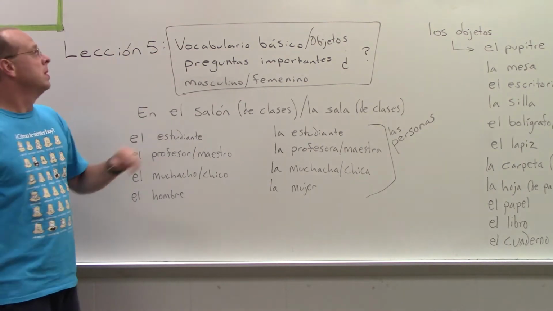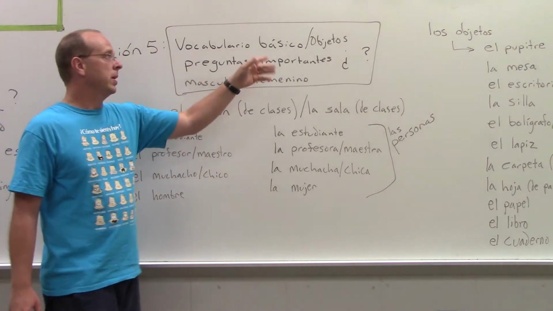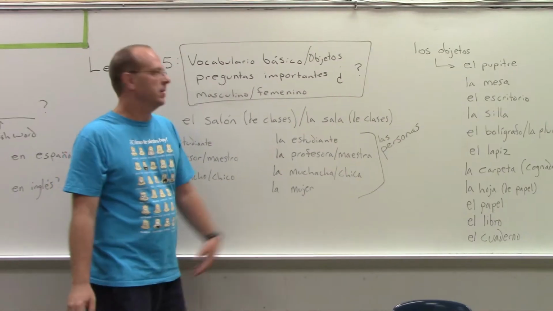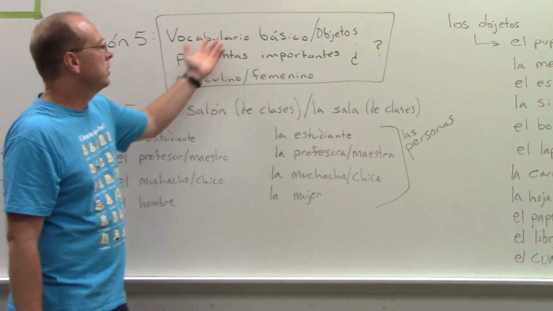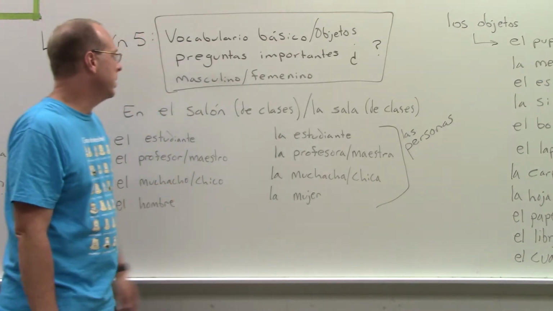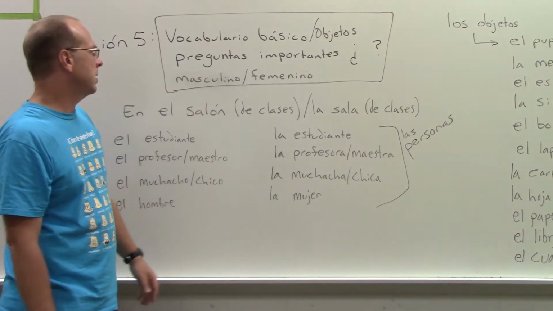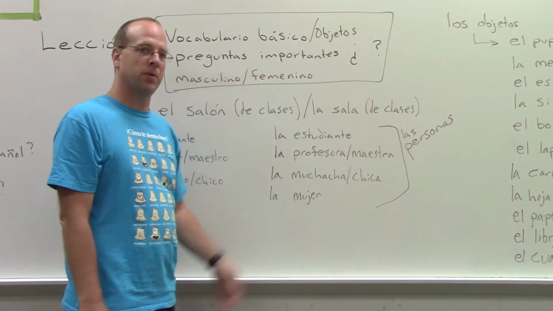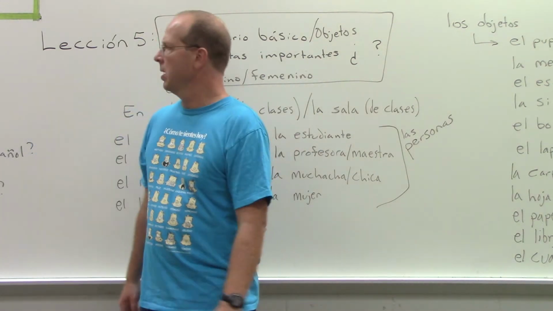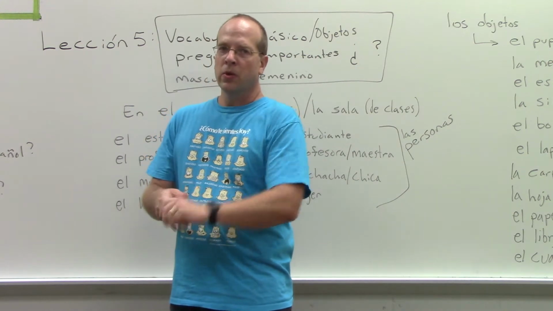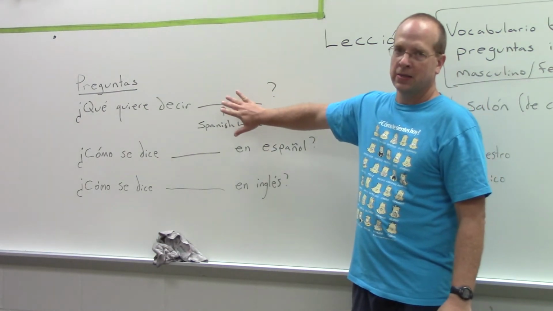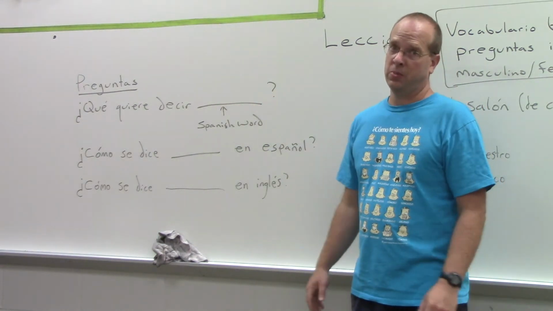Lección 5. Vocabulario básico, objetos. Look at how objetos is spelled. It's a cognate. Everybody wants to put a C in there. There's never one there. But anyway, vocabulario básico y objetos, preguntas importantes, masculino, femenino. I just read it to you. I know you can read it behind my back also. So, let's start out with 3 very important preguntas that we need to know how to ask at the very beginning of our Spanish experience.